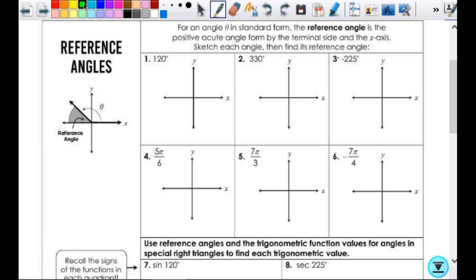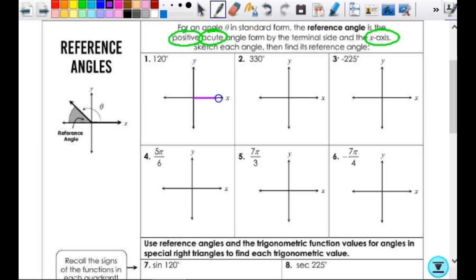It says, an angle in standard form, the reference angle is the positive acute angle. It's positive, it's always acute. And it's always made by the terminal side and the x-axis. We don't care about the y-axis. We're only looking at the x. So it's made by the terminal side and the x-axis. So 120 degrees, what quadrant is that in?